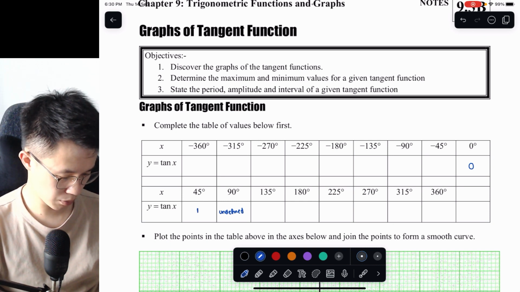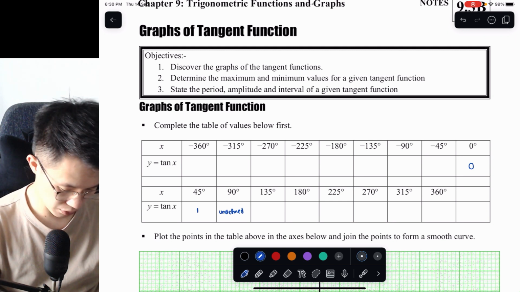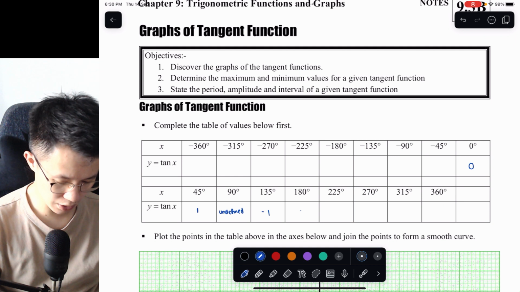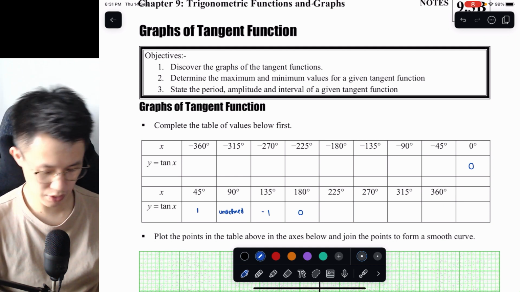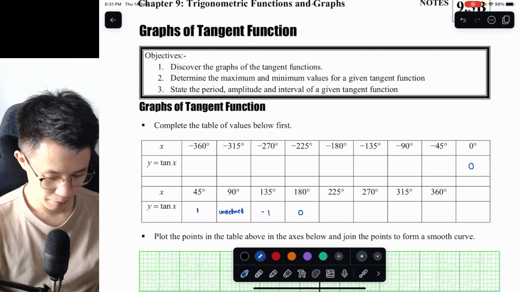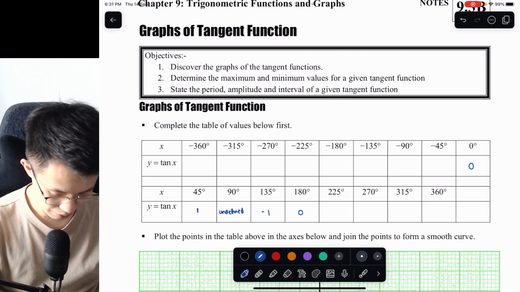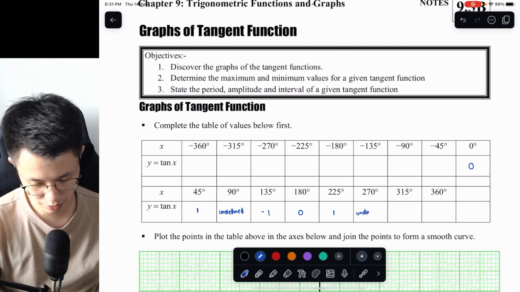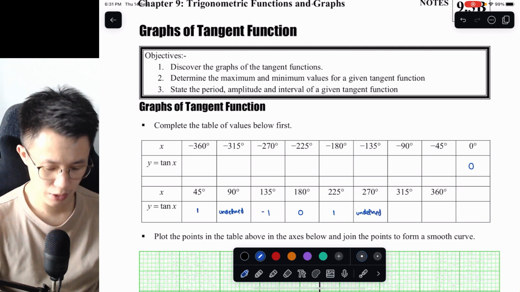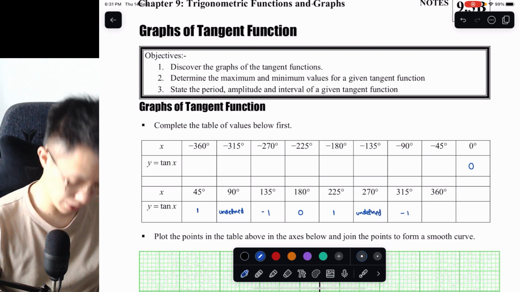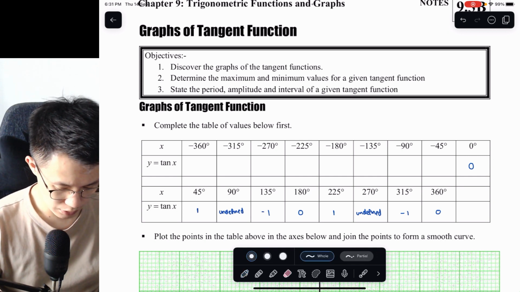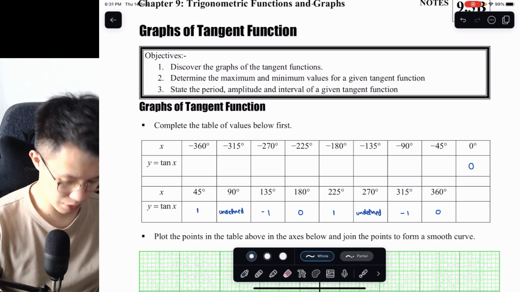Okay? So tangent 135 is gonna be -1. And then you try 180, it is going to be 0. Okay, you just keep trying here and there. And then 225 is going to be 1, and this is going to be undefined again. Okay, so at 270 degrees it is going to be undefined, and this is going to be -1, and this is going to be 0. Okay, now it doesn't really make sense, but let's try going backwards.